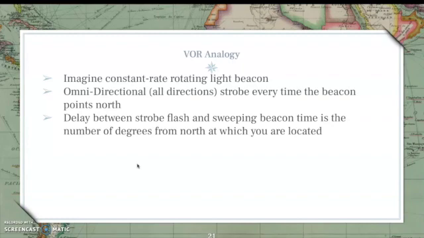So let's say you can imagine a constant rate of a rotating light beacon. So picture a lighthouse. And it is rotating in all directions, so it's omnidirectional, and it strobes every time it points north. So let's say that the face of the lighthouse goes into the ocean, it circles, and the light flashes every time it faces the ocean, which is north. The delay between the strobe flash and the sweeping beacon is the number of degrees from north at which you're located. So the amount of time it would take for you to see the flash of light again from the rotating light is the degrees from north at which you are located.